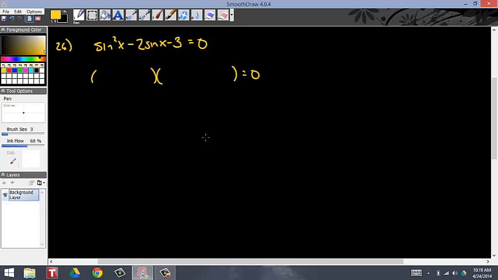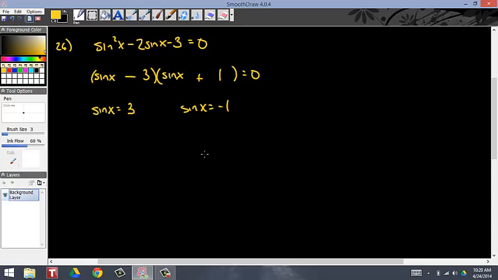This is going to look like this: sine x goes in both. What two numbers multiply to 3 and add to -2? Well, actually, that's kind of a bogus question. What two numbers multiply to 3? 3 and 1. What are the signs going to be in this problem here, Max? -3 plus 1. Nice job. So I get sine x equals 3, sine x equals -1.